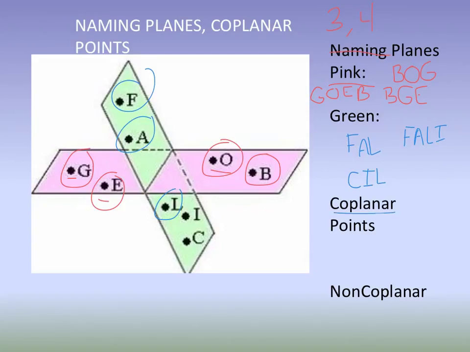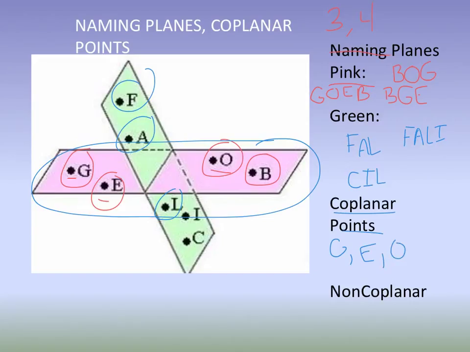Coplanar points are points that lie on the same plane. So if I look at the pink plane, all of these are coplanar points because they lie on the pink plane. So when you're listing coplanar points, you put commas. So coplanar points are G, comma, E, comma, O. Or if you're talking about the green plane, you can write F, comma, A, comma, L.